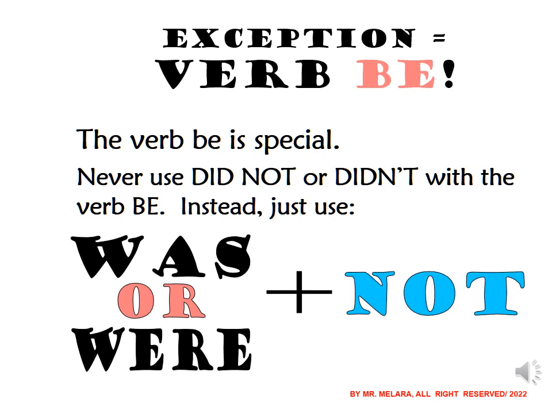In this case, it's necessary to be careful because it's an exception, the verb be. The verb be is special. Never use did not or didn't with the verb be. Instead, use was not or were not.